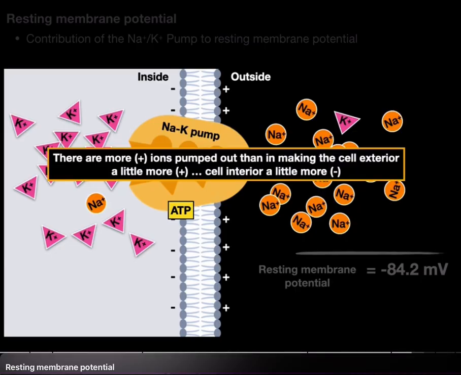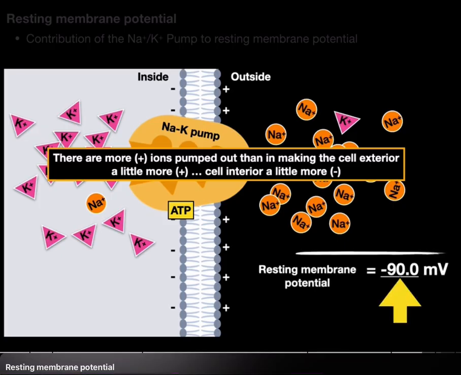And so there are more positive ions, 3 sodium, pumped out than in, which is only 2 positive. So it makes the cell exterior a little more positive and the cell interior a little more negative, because for every 3 positive out, there's 2 positive in. So this resting membrane potential of negative 84 is really negative 90.